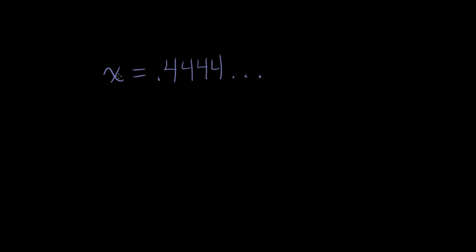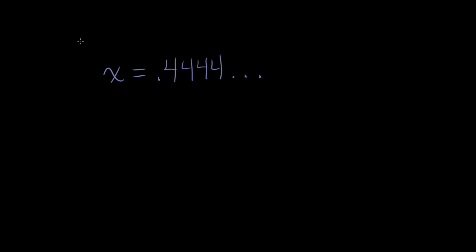Okay, so we have this now set to a variable, and I want you to think about now, is there a way that we could multiply this variable by something to where we can do subtraction and we can get rid of all of these repeating decimals? And the answer to that is yes. The answer to that is to multiply our variable by a number like 10.